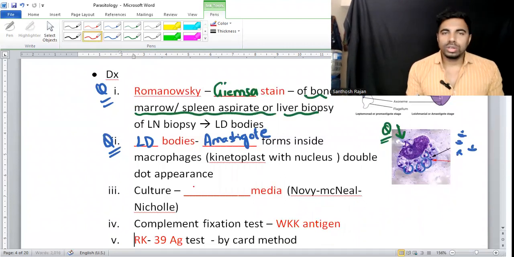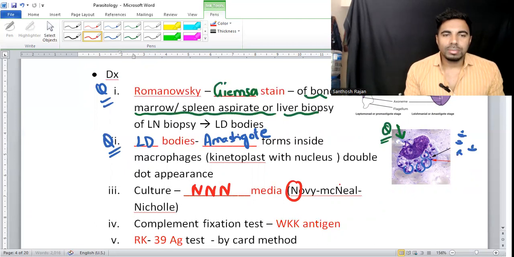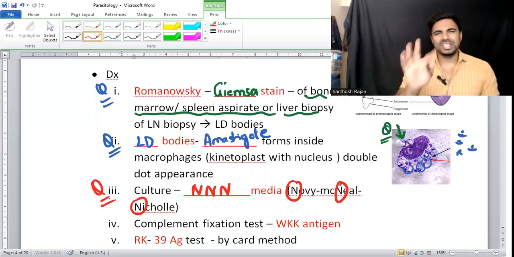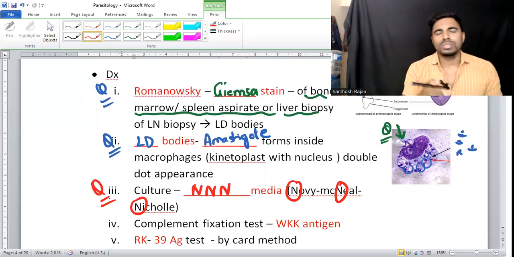In culture, we see what? NNN media. Triple N for Novy, McNeal, and Nicolle. Just know what triple N is. You'll remember. Triple N media is for both Leishmania and Trypanosoma. Triple N media is asked many times, so please remember it.